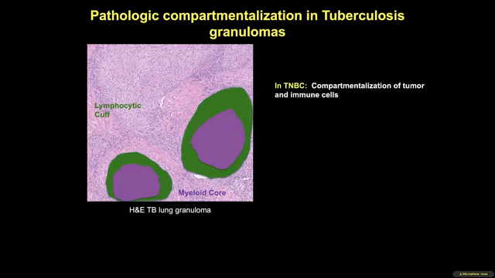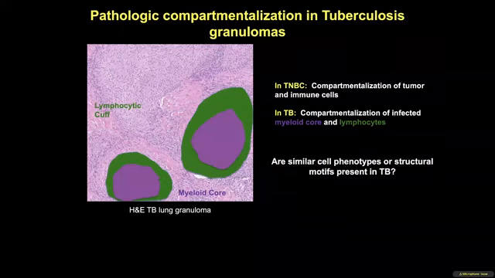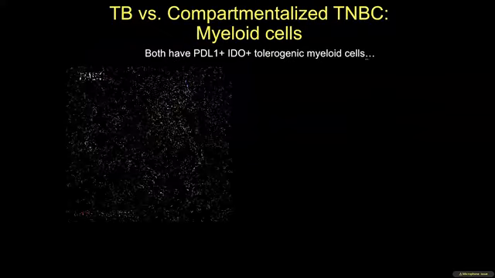So in TNBC, what we just showed was that there seems to be a compartmentalization of tumor and immune cells, whereas in TB, there seems to be a compartmentalization of two immune cell populations from one another: the myeloid core, which is infected with the organism, and lymphocytes, which are ringing around the outside. And so the question that we had here is, are there similar cell phenotypes or structural motifs that overlap between these two? Is there something that we can learn from one by looking at the other?